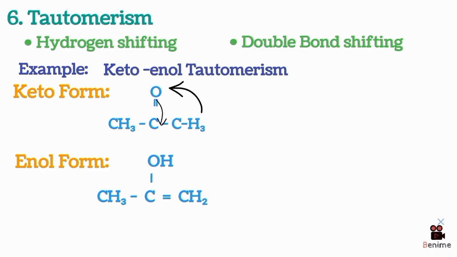So students, today we discussed chain isomerism, position isomerism, functional group isomerism, metamerism, ring chain isomerism, and tautomerism. Practice structure building again and again. Once your structure building becomes strong, structural isomerism will become very easy. Thank you, students.